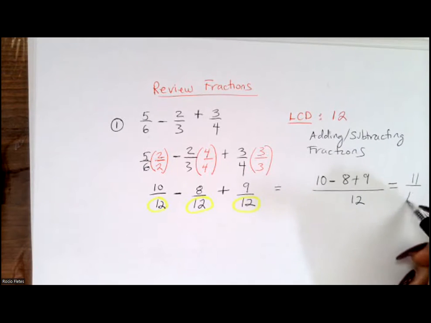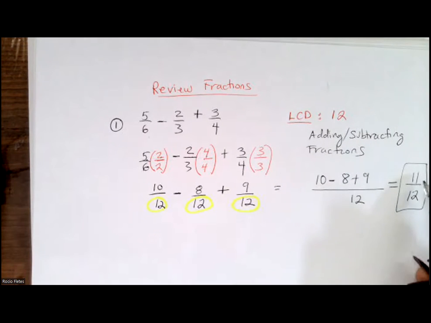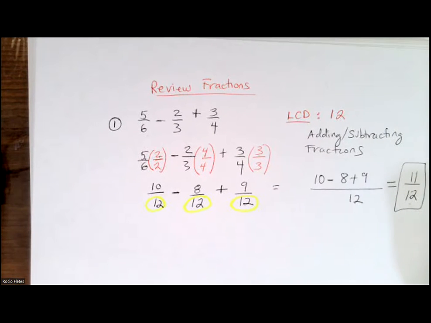So you have 11/12. You always check to see if you chose the least common denominator. You did that. And 11/12 cannot be reduced because 11 is prime and 12 is not prime, so they don't have any common factors. So that's the lowest terms. That would be the final answer for number 1.